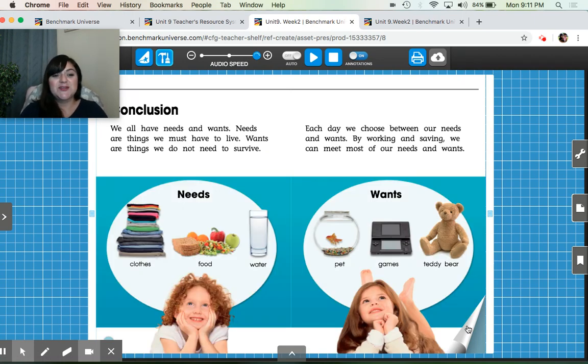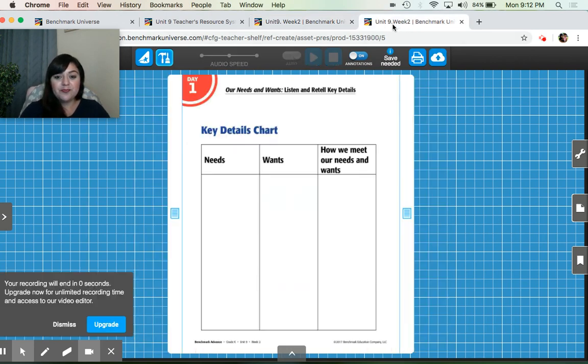In conclusion, to wrap it up, we all have needs and wants. Needs are things we must have to live. Wants are things we do not need to survive. Each day, we choose between our needs and wants. By working and saving, we can meet most of our needs and wants. So here's examples of some needs that we need to survive, like clothes, food, water. And here are some wants that people just want to have, like a pet, video games, and toys like teddy bears. Great.